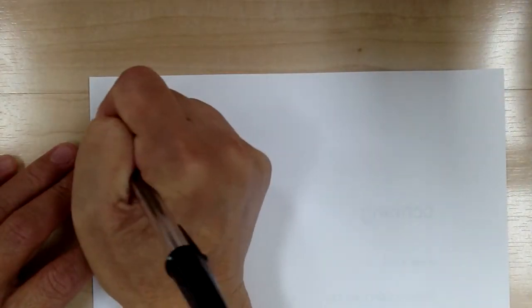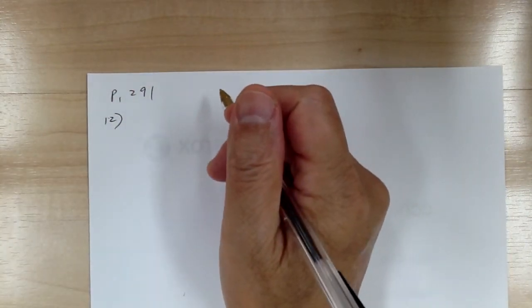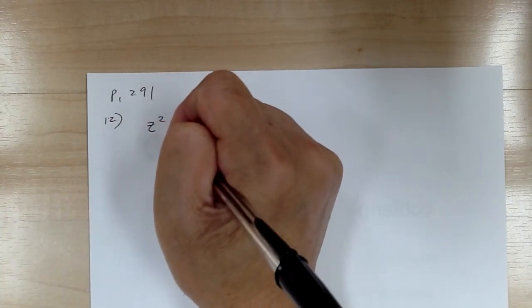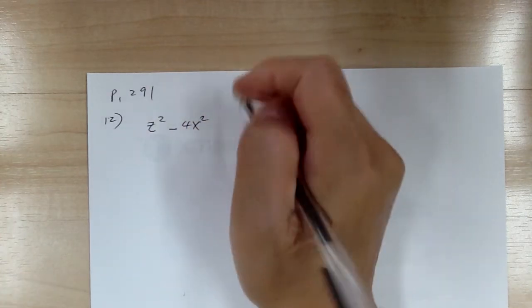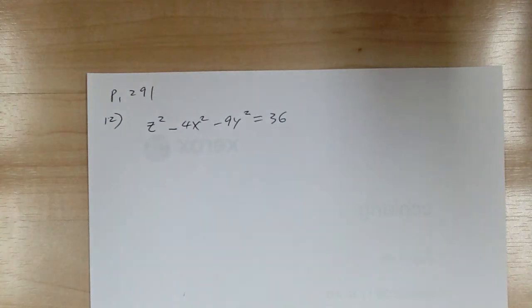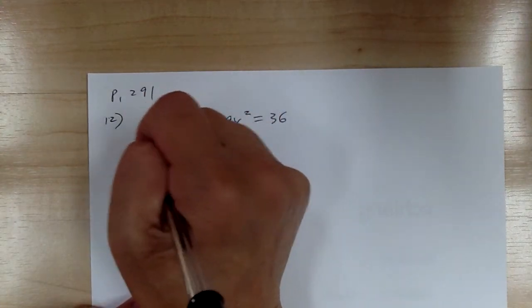Let's go to page 291 and let's do number 12. Number 12, you have z squared minus 4x squared minus 9y squared equal to 36. So first, you want to make this equal to 1, so dividing by 36.